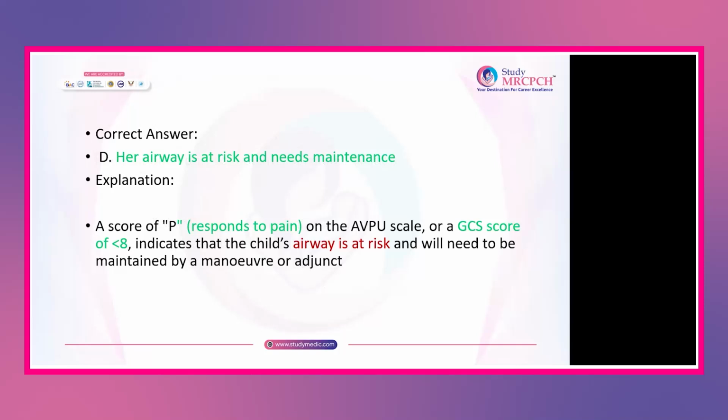Why? A score of P, responds to pain, on the AVPU scale, or a Glasgow Coma Scale score equal to or less than 8, indicates that the child's airway is at risk and will need to be maintained by maneuvers or adjuncts. So what maneuvers? After opening the airway, keep it maintained through a simple device, such as an oropharyngeal or nasopharyngeal airway, or an advanced airway in the form of intubation.